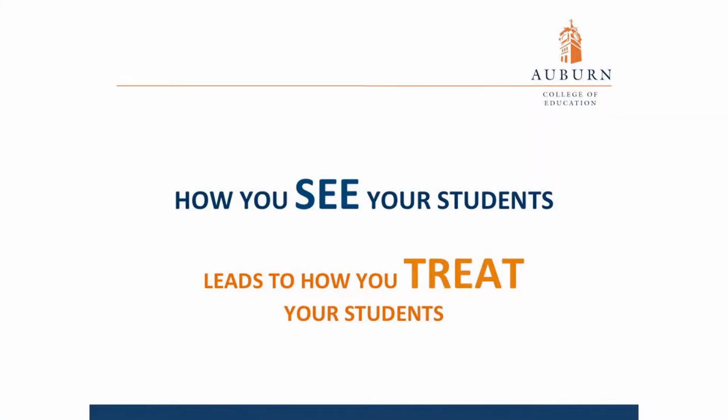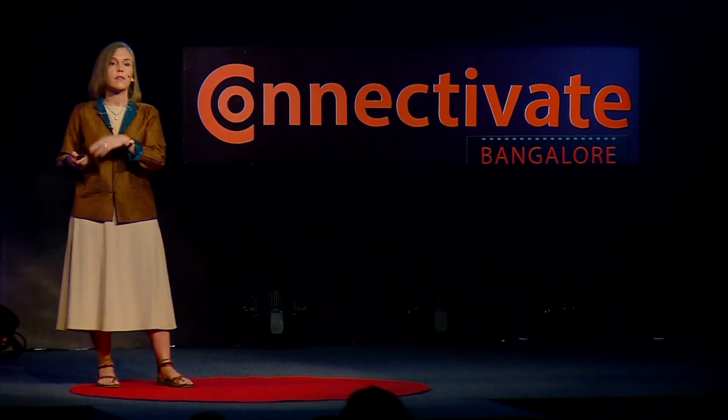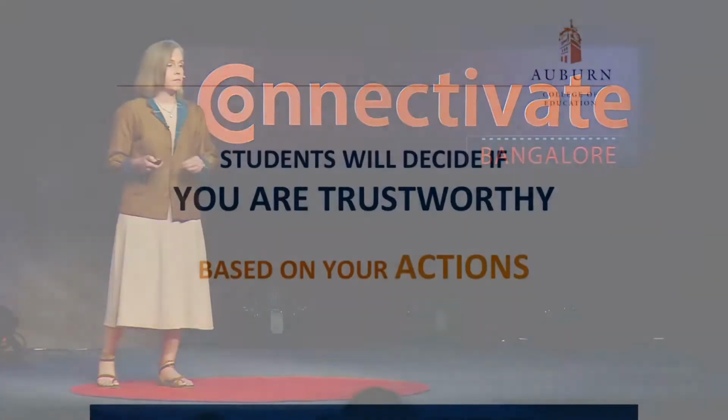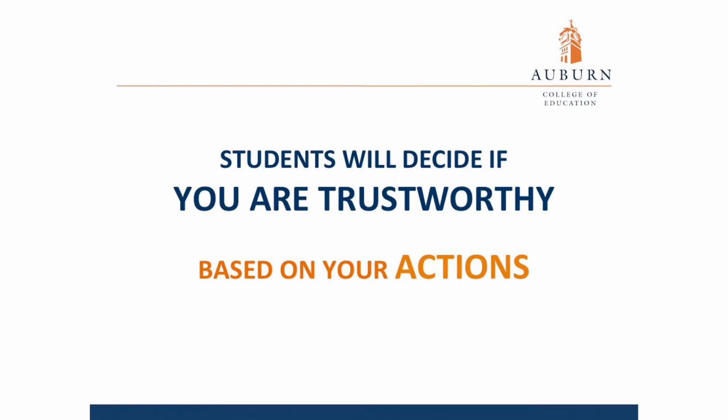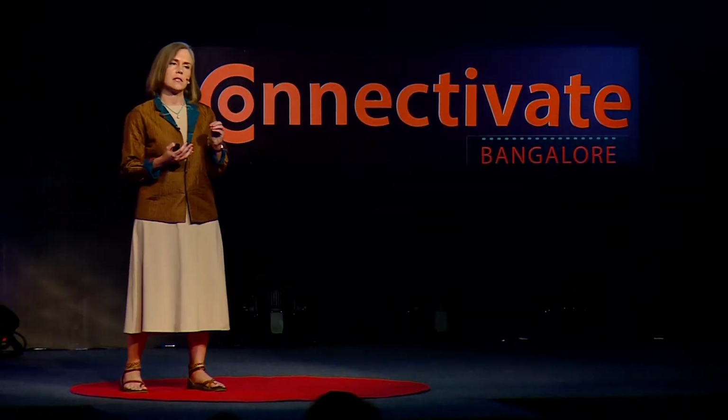So how you see your students influences how you treat them. And if you treat them as if they are untrustworthy, they will act as if they are untrustworthy. Students will decide if you are trustworthy based on your actions, how you treat them. So if you're seeing them as untrustworthy, you're going to treat them as though they are untrustworthy, and they are going to perceive you as untrustworthy. And what's that going to do? That's not going to spiral in a good direction. Students are going to test you in the first weeks of school. The way you respond to their behavior is going to determine whether or not they trust you and whether they perceive you as trustworthy. So let me begin with an example.